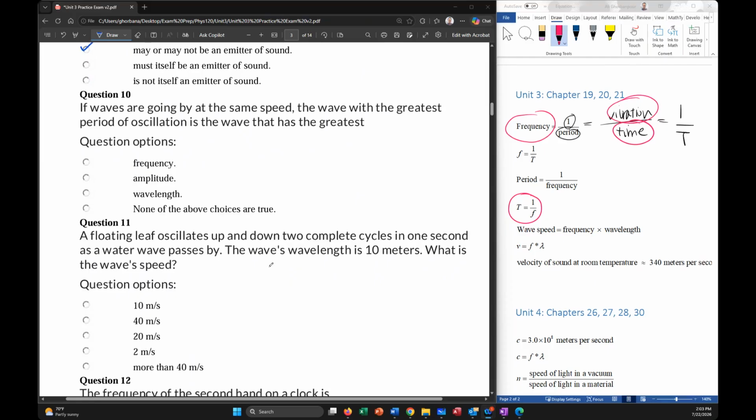So number 10. Question number 10. If waves are going by at the same speed, the wave with the greatest period of oscillation is the wave that has a greatest frequency, amplitude, and wavelengths.